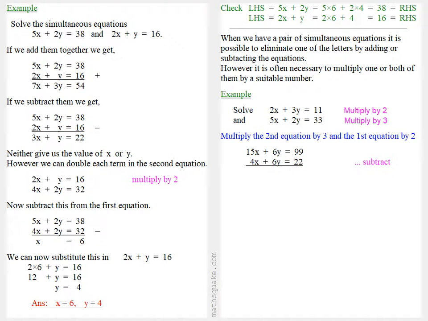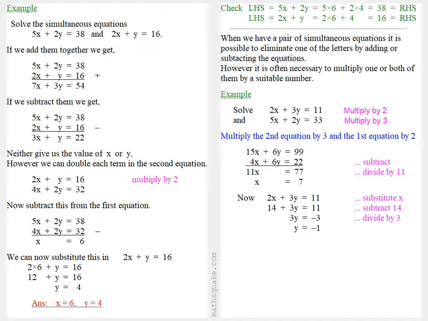If we subtract, that tells us 11x equals 77. The y terms disappear. And so dividing by 11, x equals 7. Now if we substitute x equals 7 in one of the equations, say 2x plus 3y equals 11, then we have 14 plus 3y equals 11. So if we subtract 14 from both sides, that gives us 3y equals minus 3. And if we divide by 3, y is equal to minus 1. So we end up with x equals 7 and y equals minus 1.